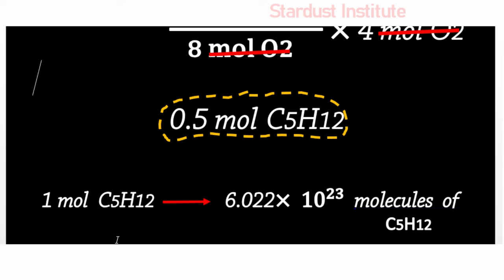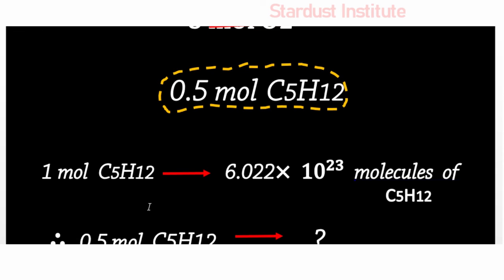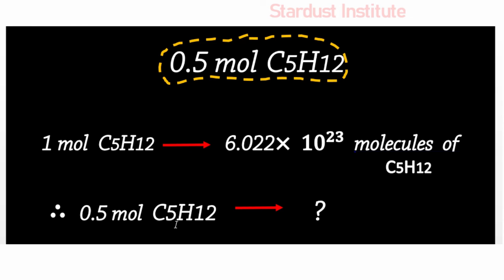We know 1 mole of pentane has 6.022 times 10 raised to 23 molecules of pentane. Now we have 0.5 moles of pentane. Now we have to find in 0.5 moles of pentane how many molecules of pentane there are.